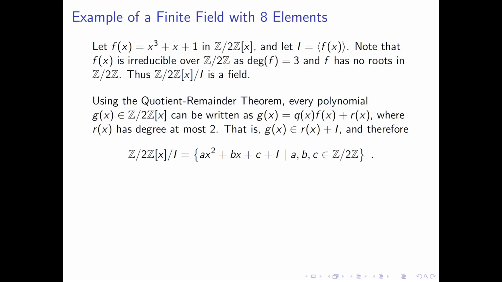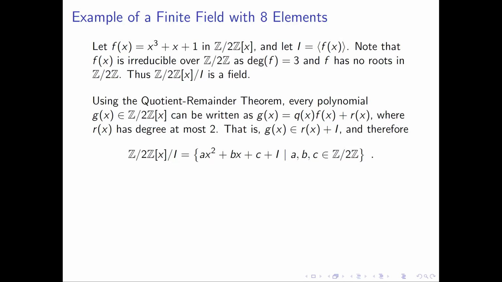Because we know that r(x) is this remainder, we know that it has degree at most 2. And so what that polynomial looks like is something of the form ax squared plus bx plus c. Every member of this field can be associated with its remainder. It belongs to some coset ax squared plus bx plus c plus I, where the a, b, and c have to be coefficients in the field Z mod 2.